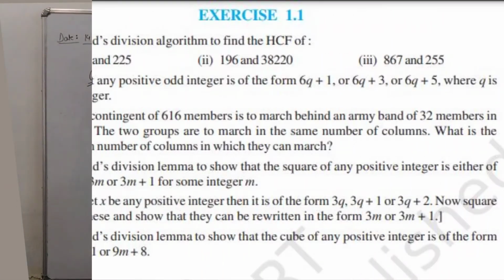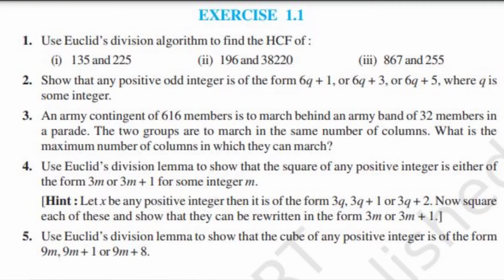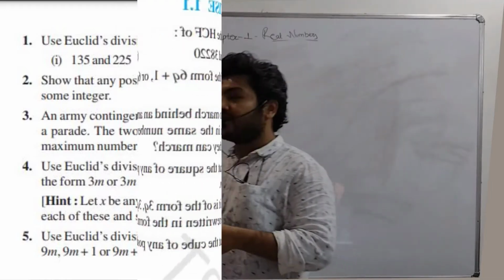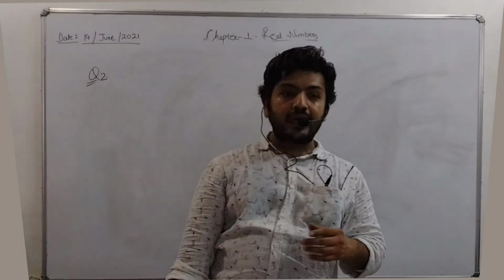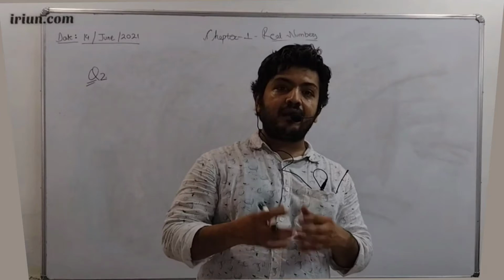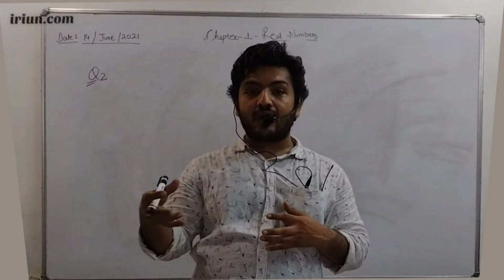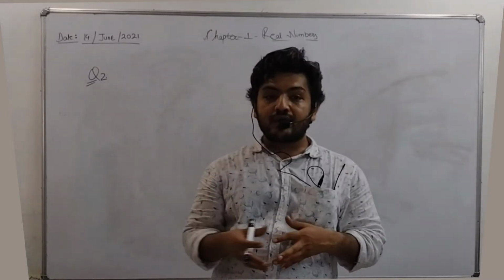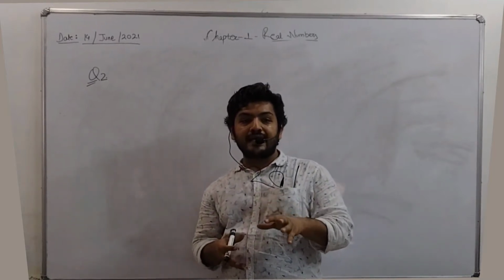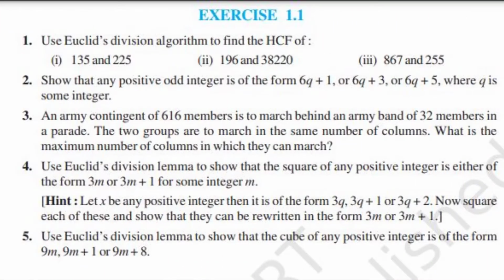See on the screen. Show that any positive odd integer is of the form 6q plus 1 or 6q plus 3 or 6q plus 5, where q is some integer. Okay, this is a word problem, and similar types of word problems will be given in your examination. Please note that. In word problems you have to find the given context and what you have to find, what you have to show, what you have to prove. So here we have: show that any positive odd integer.